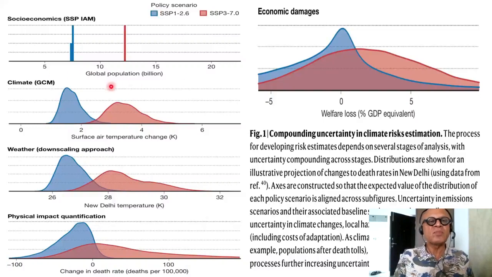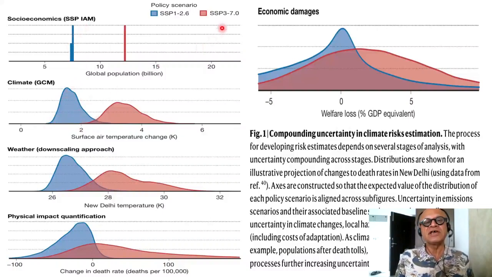So if you look at the global populations that are affected, or assumed in socioeconomics, SSPs coming from integrated assessment models, here you have the SSP 1-2.6, and this is the SSP 3-7.0. So big differences here. From the climate GCM, you have surface air temperature in Kelvin. So obviously the best scenario gives you a distribution of warming, the peak of which is below 2 degrees C, which is the goal of designing this scenario.